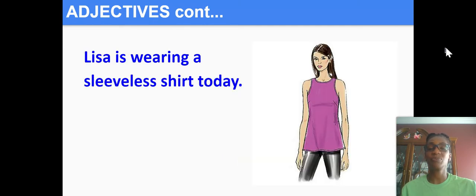Next, Lisa is wearing a sleeveless shirt today. So what do we think the adjective is in this sentence? If you said sleeveless, you're absolutely correct. Sleeveless is describing what type of shirt she is wearing. Let's do one more.